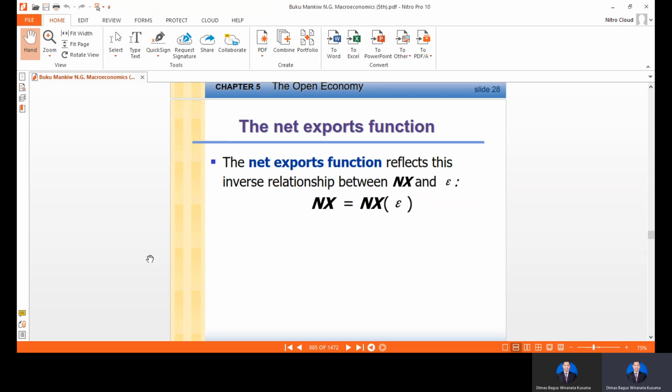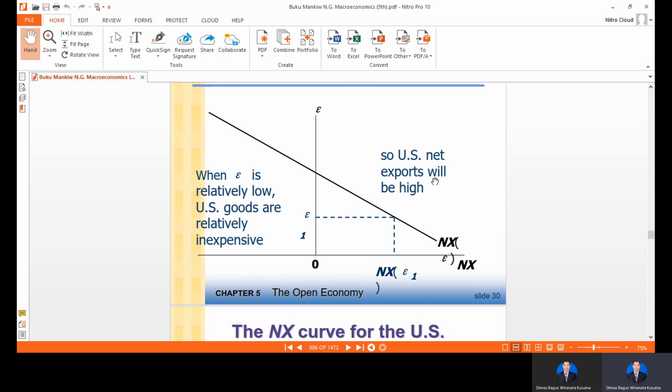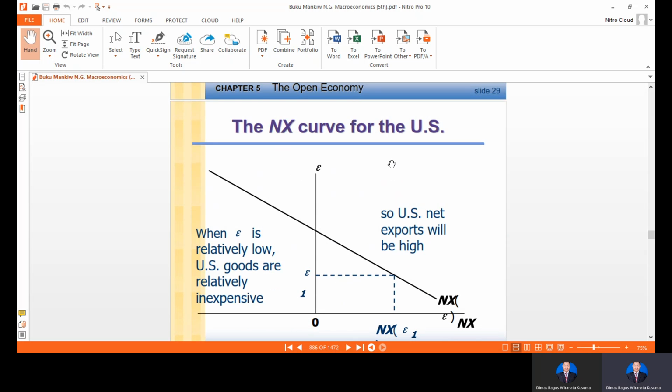And here we can make a simple notation, that the net export function reflects this inverse relationship between net export and real exchange rate. So if the real exchange rate increases, it will decrease the net export, and the other way around. So the curve will be like this. The net export curve will be negatively sloped.